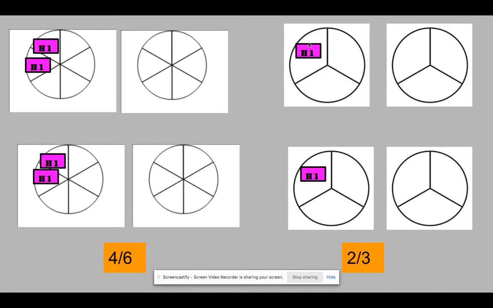If you look, 2/6 is the same as saying 1/3. Over here, 2/6 again is the same as 1/3. So 4/6, if you put them all together, would be the same as saying 2/3. These are equivalent.